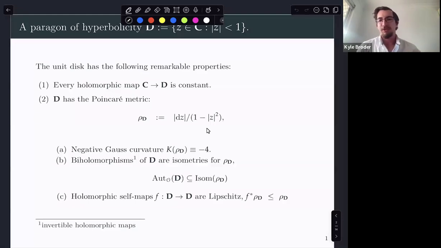So the model for what we are trying to do is essentially to understand the following properties of the hyperbolic disk. The unit disk in the complex plane has several remarkable properties, but the ones I want to mention today are the following. The first is that every holomorphic mapping from the complex plane into the disk is constant. This is an elementary consequence of Liouville's theorem.